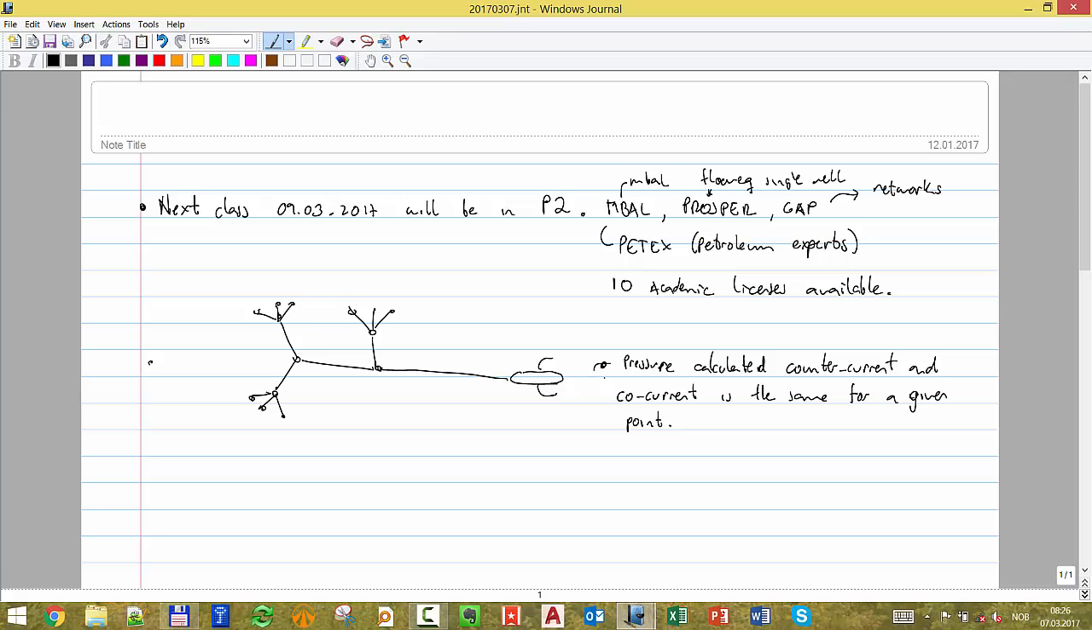And then the next thing that you want, whether you're solving it in Excel or in one of these software tools, is that you have to have a mass balance. And mass balance means that the surface rates should be conserved.